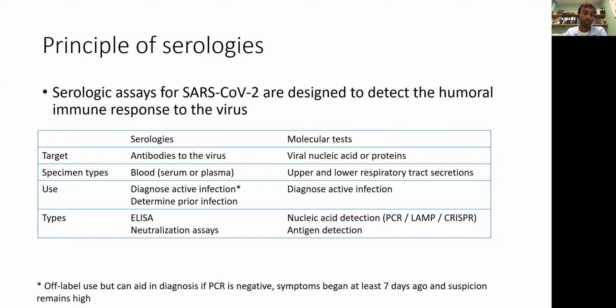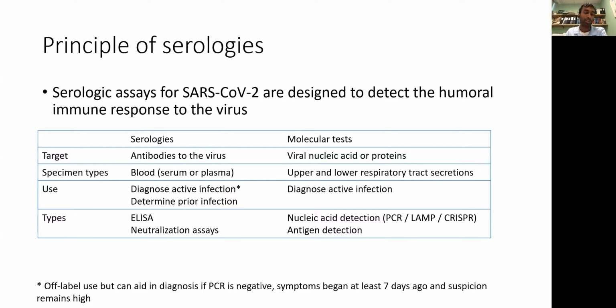So for serologies, the target, as I said, was looking at the antibodies to the virus, whereas molecular tests such as PCR are looking for viral nucleic acid or viral antigens or proteins. And in general, serologic tests are run on blood, and separated into serum or plasma, whereas molecular tests are run on upper and lower respiratory tract specimens, which are generally collected using nasopharyngeal swabs or other such collection mechanisms.